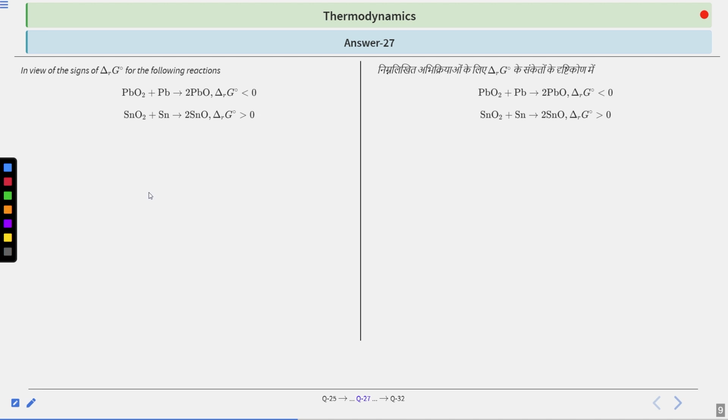So this was your question. First of all, it is very obvious from this question that the first process is spontaneous and the second one is not spontaneous. The reaction will proceed in the forward direction in the first case, whereas in the other case the reaction will not proceed because delta Rg naught is positive. For those who have solved, the correct answer is D.